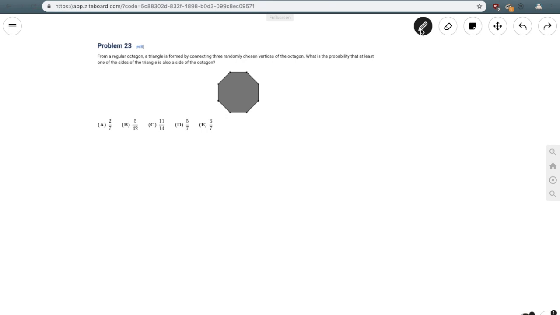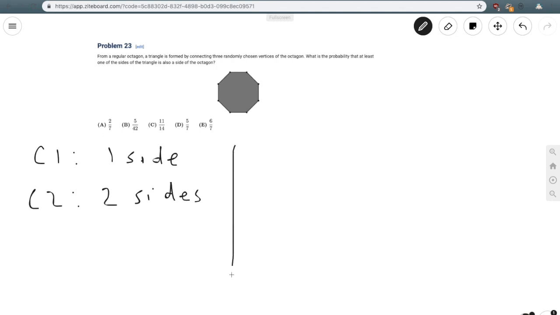Now this problem may seem a little daunting at first, but it's not too bad because we only have to consider two cases. The first case is that only one side of the triangle is a side of the octagon. The second case is that only two sides of the triangle are on the octagon. Obviously, three sides cannot be a case, and if you're wondering why, you can try drawing triangles and you see that this figure is impossible. Now, let's get started on the first case.